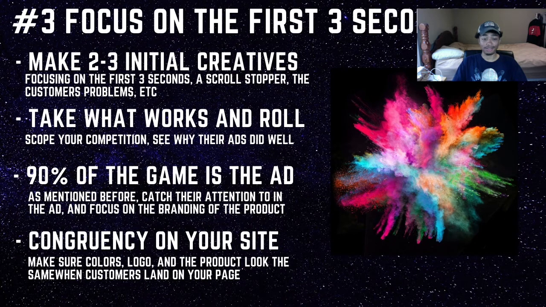So what you guys need to do is take what works and roll with it. A lot of times, if you do research on these different products that are doing well, you can see, especially between the competitors, what types of video ads they are creating. Whether it's image ads or they're focusing on the first 3 seconds of the video, you can see what's working for them and take that same concept and create it into your own ad.